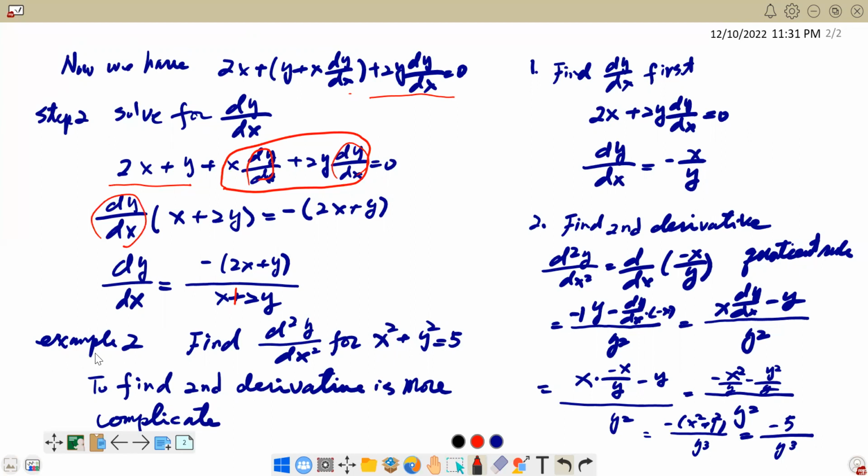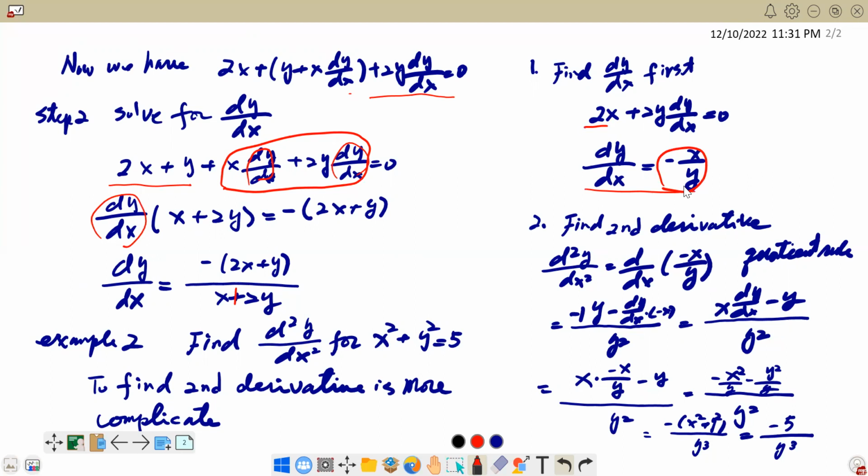For the next example, we want to find the second derivative, for x squared plus y squared equals 5. Finding the second derivative is more complicated. First of all, we find the first derivative, following the procedure from example 1. So x squared, I get 2x. Y squared, I get 2y dy/dx. Then 5, I get 0. Now I solve for dy/dx. So dy/dx is negative x over y. That's the first derivative.